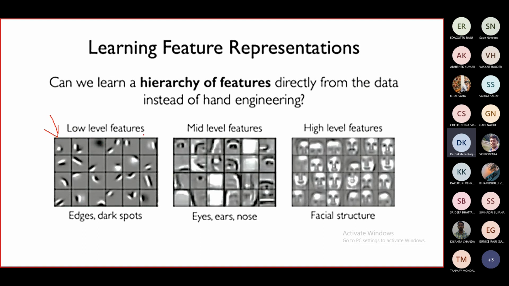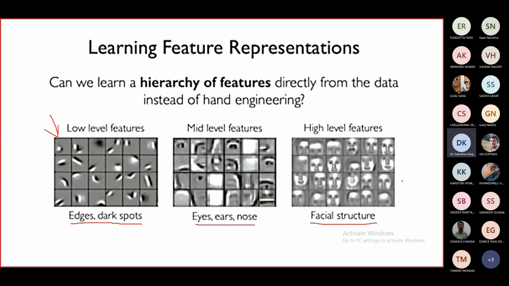If we output the low level features, then we can see the output will look like this image. Low level features may include edges and dark spots, and mid level features will look like this, partial objects which have been constructed during the transition period between the first hidden layer and last hidden layer. Mid level features include the eyes, ear, nose, and high level features will construct a complete facial structure. This complete facial structure is represented by a number of neurons in the last hidden layer.